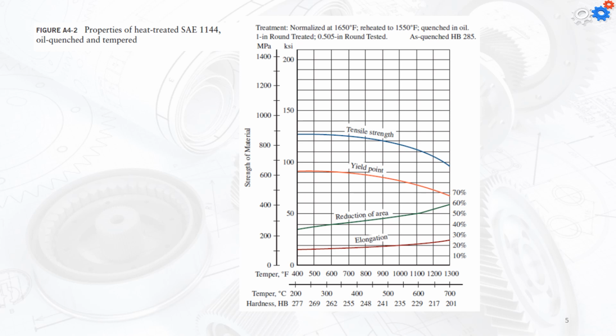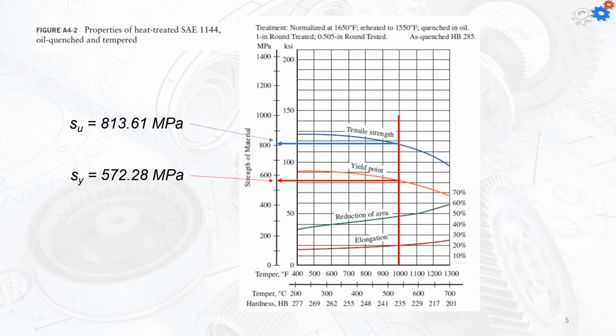Now we're using Figure A4.2, which is the properties of the heat-treated SAE 1144 oil-quenched and tempered steel. The temperature given to us was 1000 Fahrenheit, so if we go to the x-axis, we will find the 1000. We sketch a line that intersects the tensile strength and the yield point lines, red and blue. From there, we can find the values for the Su and the Sy, where the Su is the tensile strength and the Sy is the yield stress. I'm going to use these values for my further calculations.